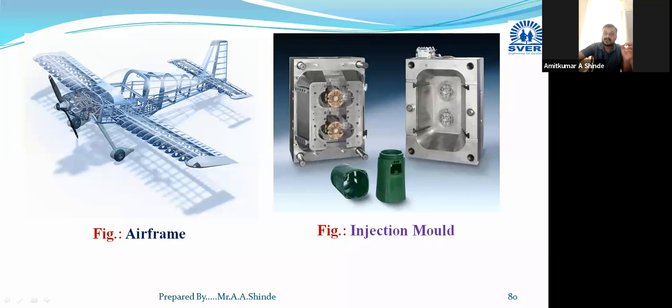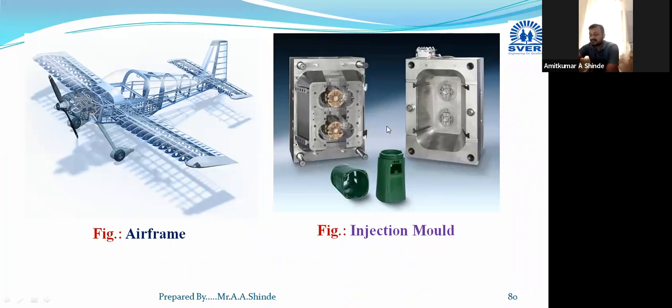Because maraging steels have good machinability with very high strength and hardness due to the presence of martensite. Carbon is present in the form of martensite at room temperature. This frame is manufactured with the help of maraging steel. Then there are injection mold dies. This is an injection mold die. This injection mold die is manufactured with the help of this maraging steel. It again requires strength and hardness.